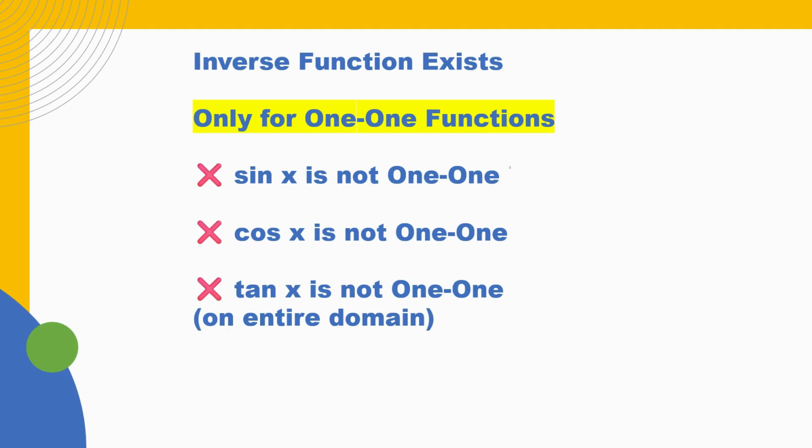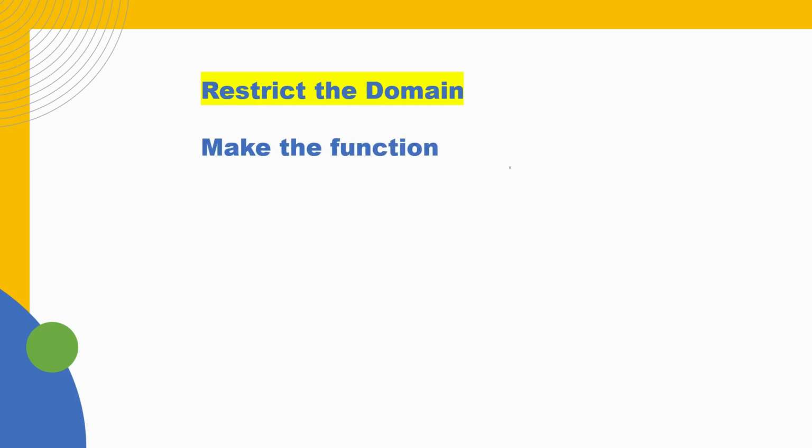But mathematicians found a clever solution. Instead of using the entire graph, we keep only a small portion where the function never repeats values. In that restricted interval, every output corresponds to exactly one input. Now the function becomes one-to-one, and once it becomes one-to-one, its inverse can finally exist. This idea is called domain restriction, and it is the heart of this entire chapter.